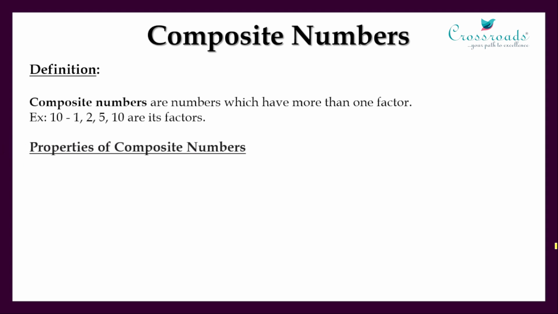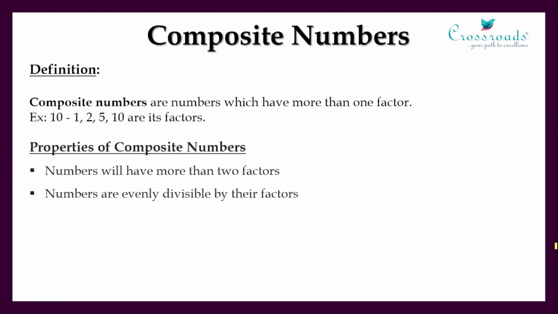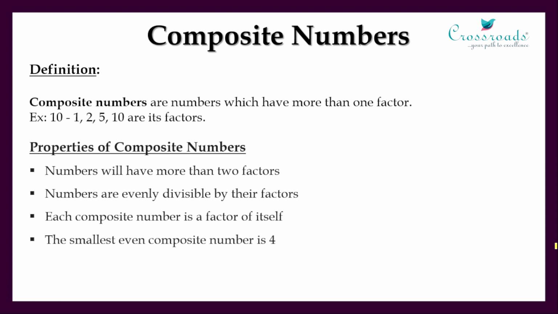Now what are the properties of composite numbers? Numbers will have more than two factors. Numbers are evenly divisible by their factors. Every composite number is a factor of itself. The smallest even composite number is 4 and the smallest odd composite number is 9. So these are the properties of composite numbers.